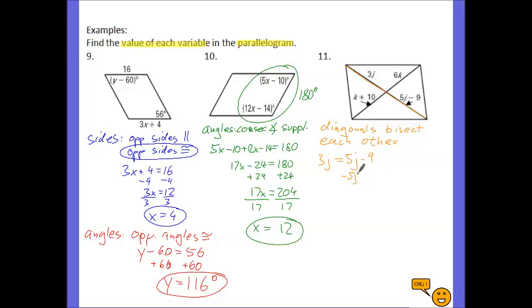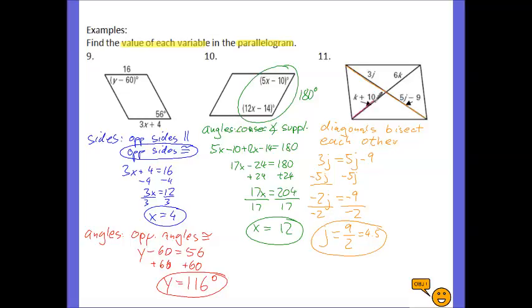Subtract 5j from both sides, and we end up with negative 2j is equal to negative 9. But the negative sign goes away as soon as we divide by negative 2. j is equal to 9/2, or 4.5.